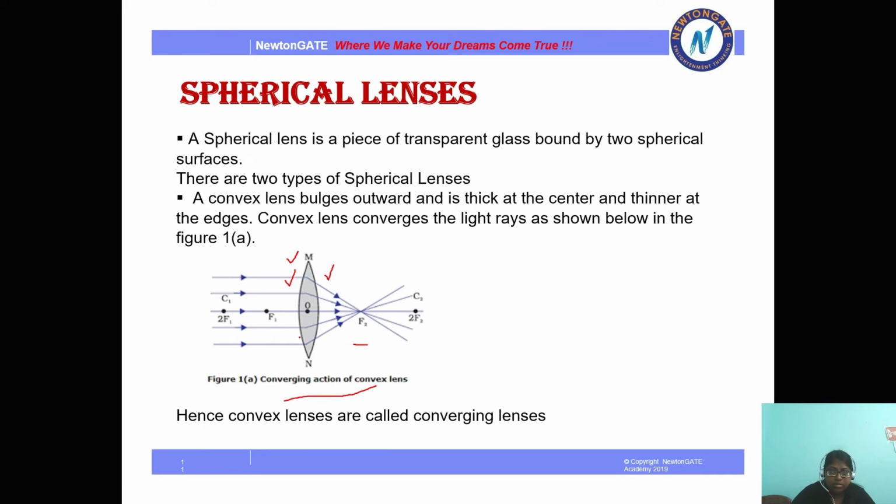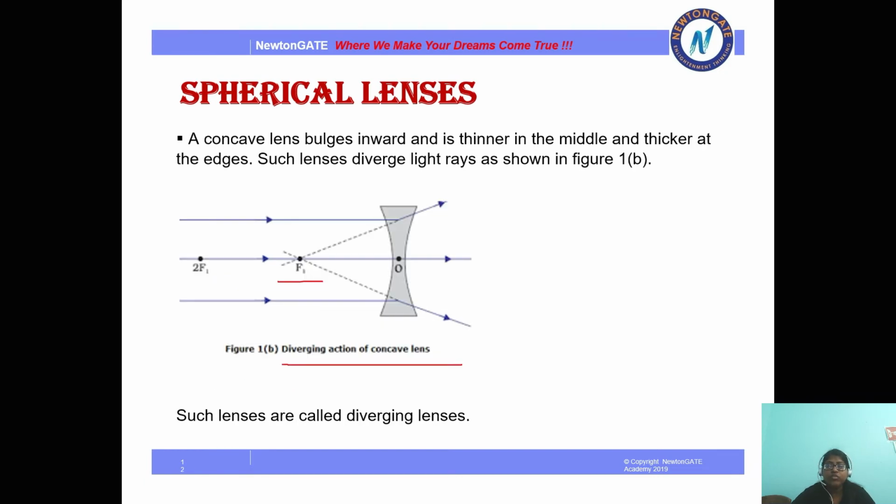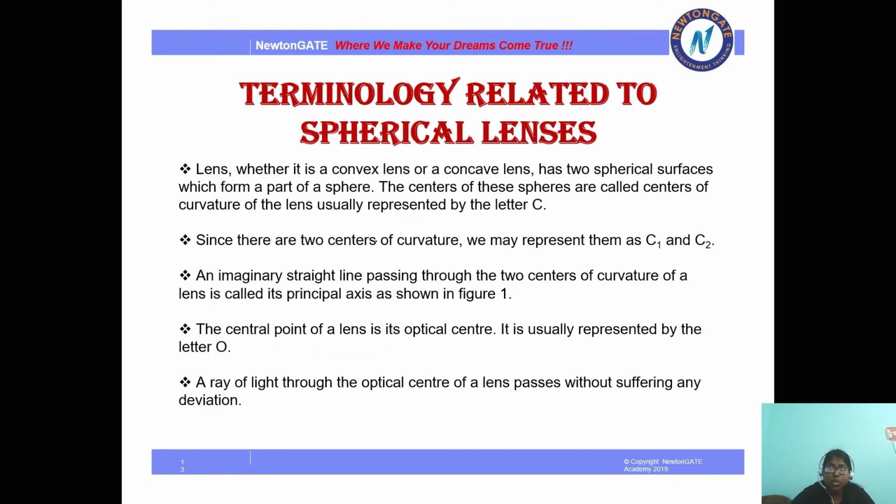Think about this one. This one is one of your convex mirrors, or rather one part of one of the spheres. It has a radius, it has a center. So it has a center of curvature and a radius of curvature. Similarly, this side will also have another radius and another center of curvature. Because of this, lenses have two centers of curvature and two radii of curvature, and they are denoted by C1 and C2 and R1 and R2.